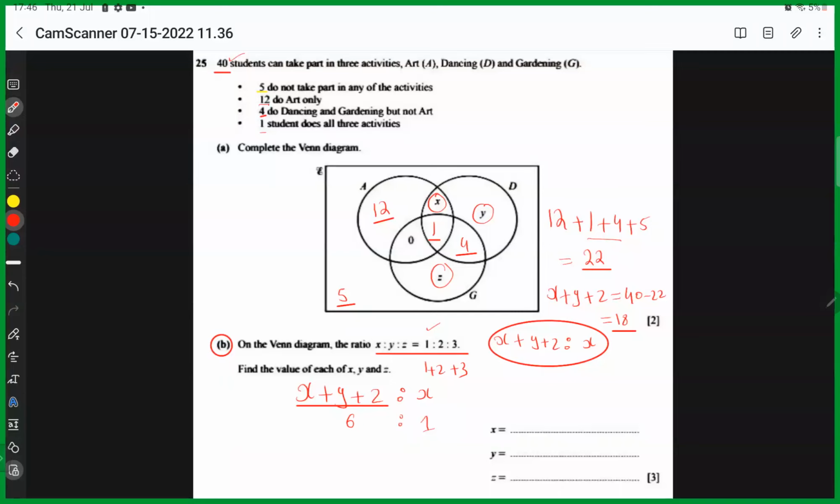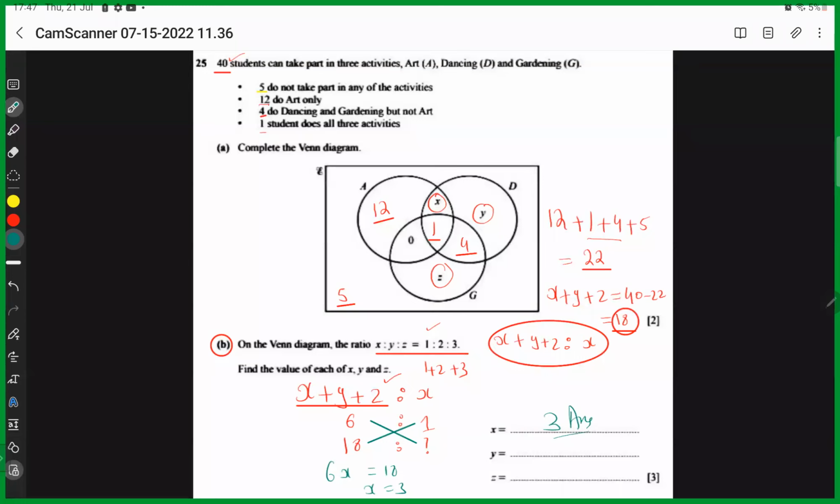This number, the total of x plus y plus z, is 6 times more than what I would have for x. And I know a figure for the total by doing 40 minus 22. So that was 18. And I need to find out this one. For now, I'm using a question mark because x is already used. So I will be cross multiplying this. This would give me 6x equals 18, and this way I would get x equals 3. And this is the correct answer.